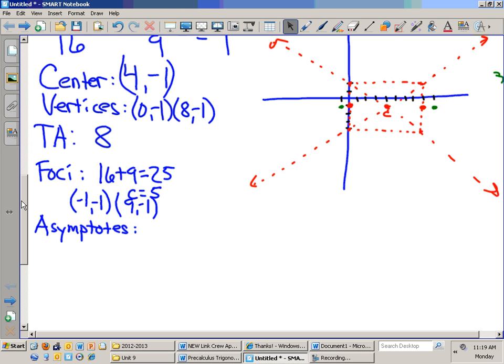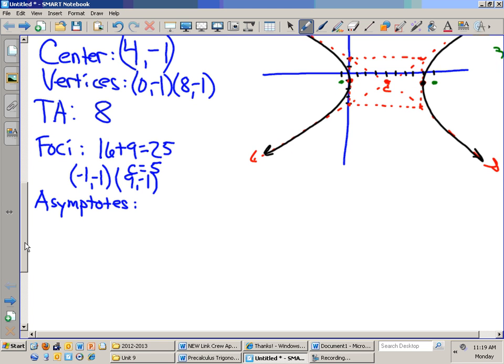Do I now have enough information to draw my graph? I sure do. I'm going to start at the vertex and follow along the asymptotes. And there's my graph. So I've drawn the asymptotes, but I need equations for the asymptotes.